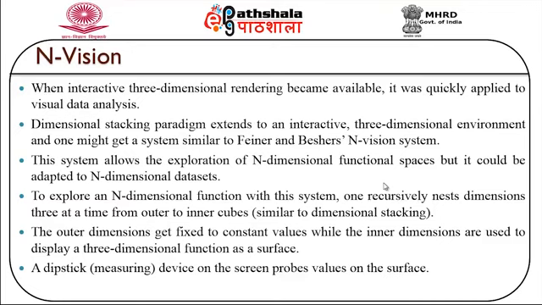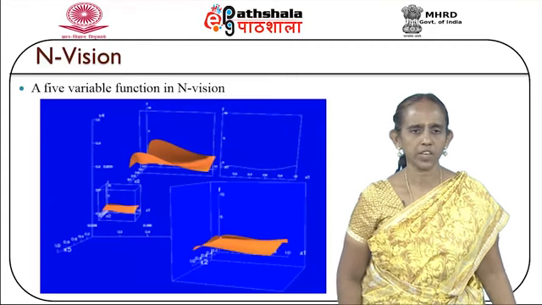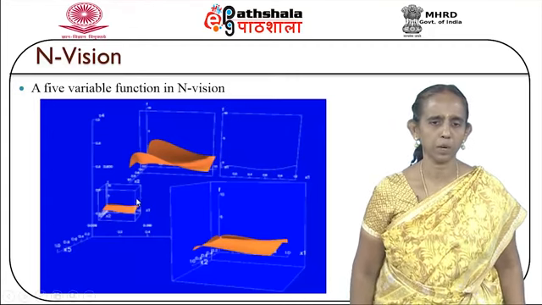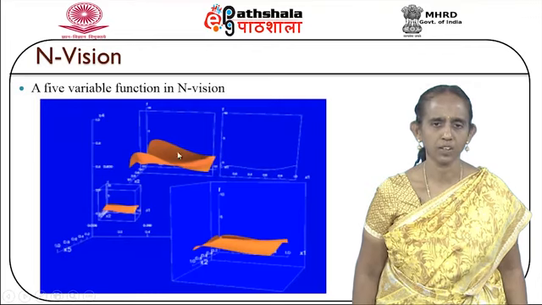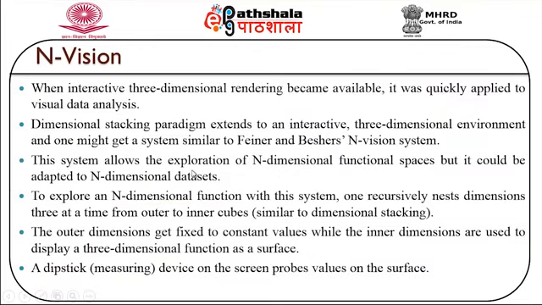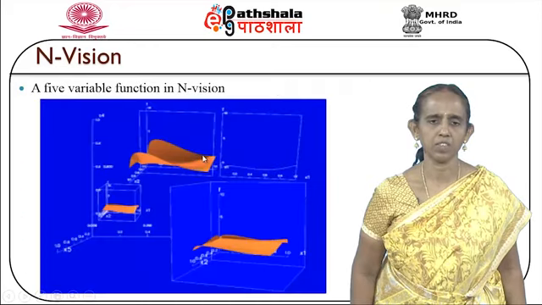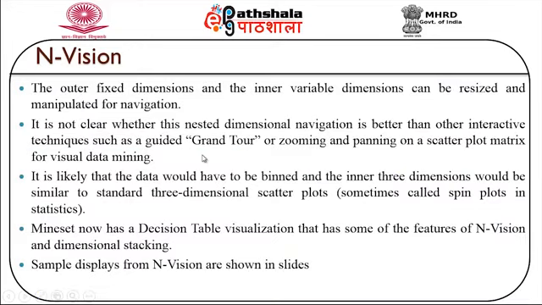The outer dimensions get fixed to a constant value, while the inner dimensions are used to display a 3-dimensional function surface. A dipstick device on the screen probes the values on the surface. So this is Envision, a 5-variable function being represented. There is an interactive stick, also called a dipstick or measuring device, that helps us learn the information available on the screen. The outer fixed dimension and the inner variable dimension can be resized and manipulated for navigation.